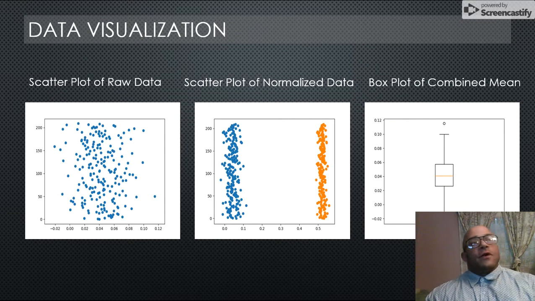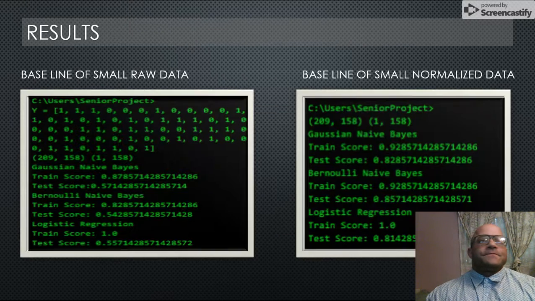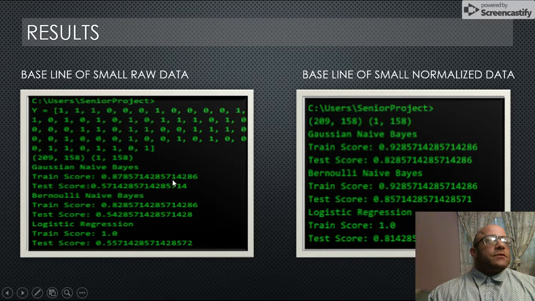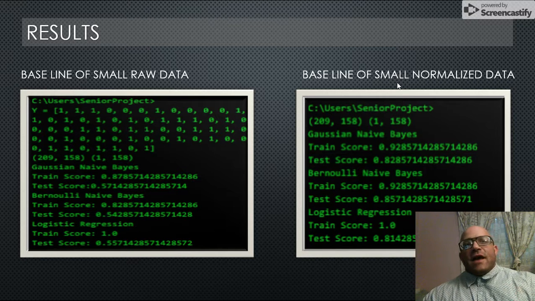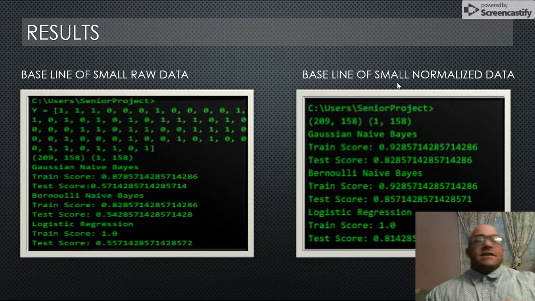Here we have the actual scatter plot of the raw data, and then the normalized data. We see that there's a nice differentiation once we actually process the data properly. And then we have a box plot of the actual entire mean with one or two outliers. Here we have the baseline, which ranged about 57%, which was obviously not all that exciting. Later on, after the normalized data, we then utilized the function and actually achieved about an 82%, which was very exciting for me.